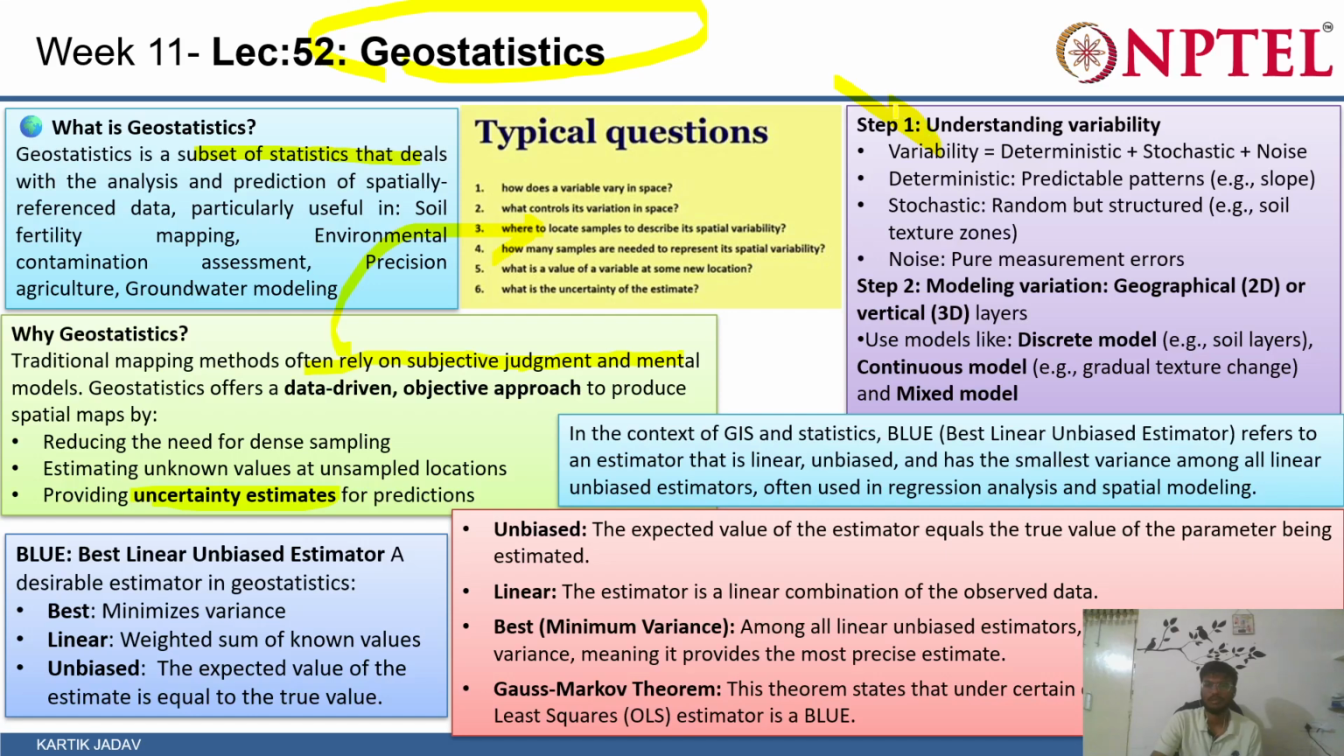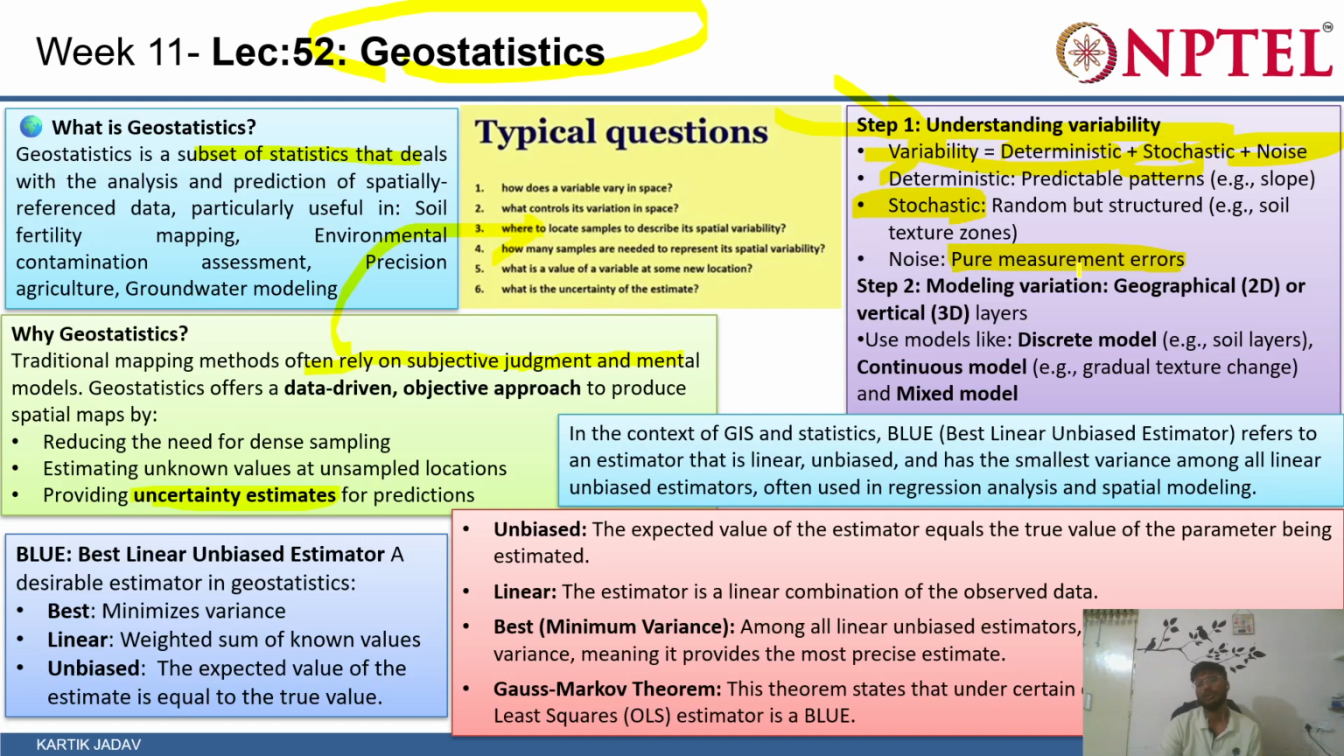And these are the steps for understanding the variability. So variability is generally the sum of deterministic, stochastic, and noise. Deterministic is about the predictable patterns that we are generally predicting through various physical formulas or concepts, while stochastic variability is random in nature but structured. Okay, and then noise is pure measurement error by the observer.